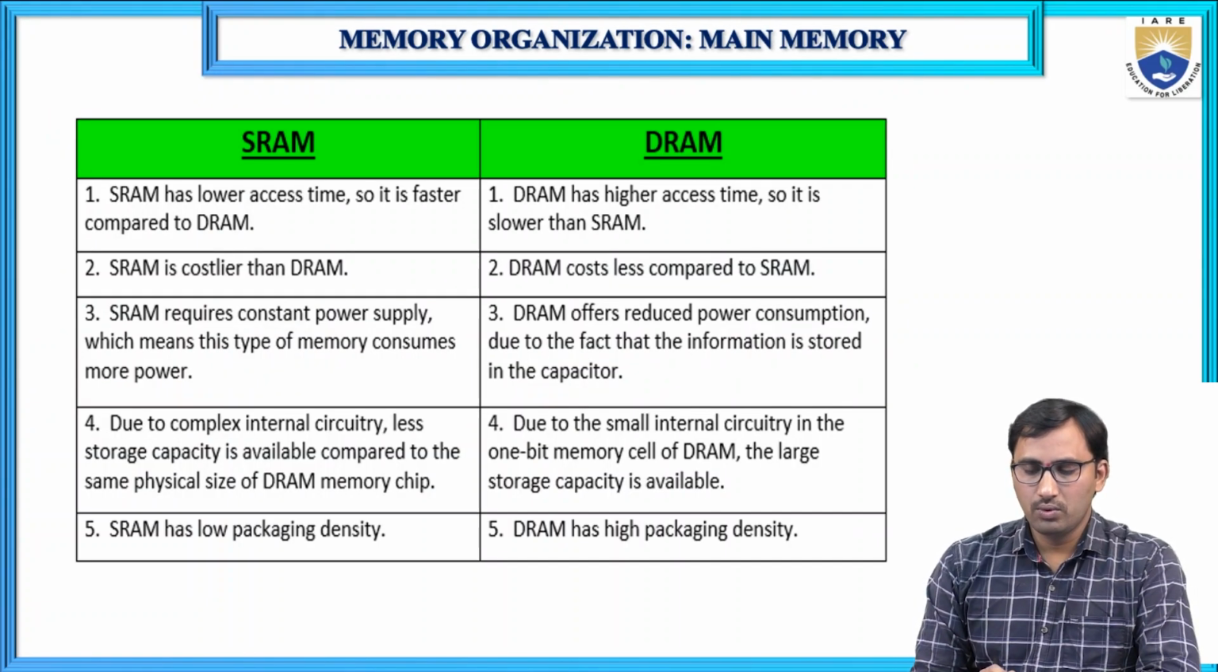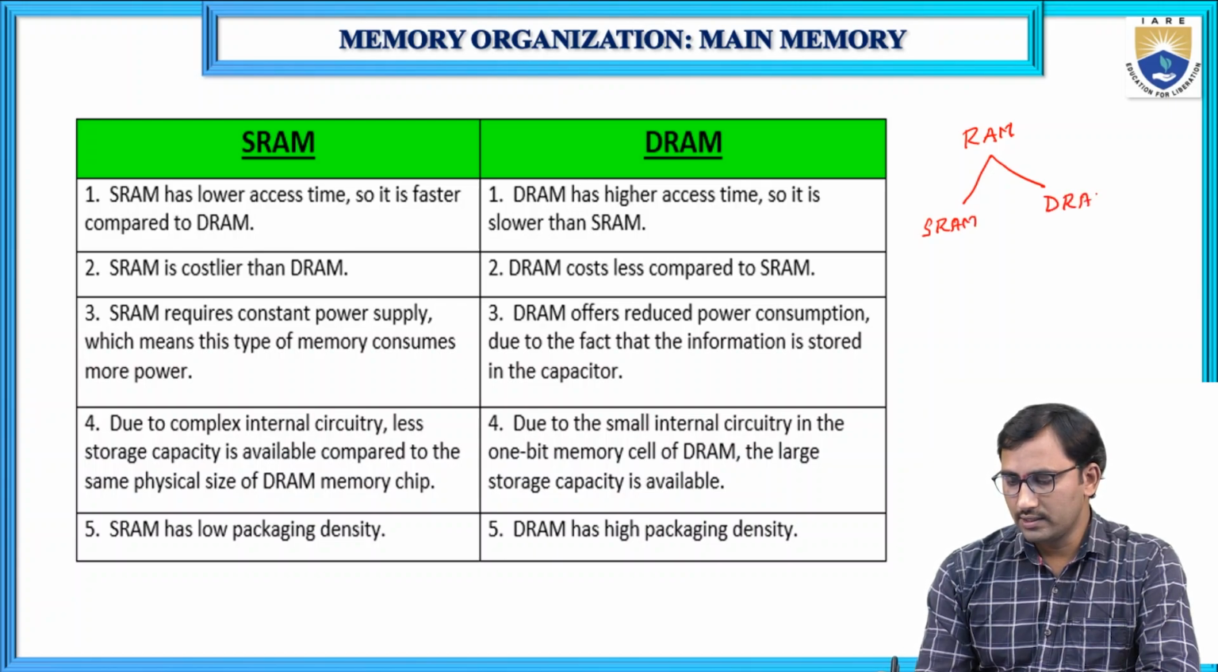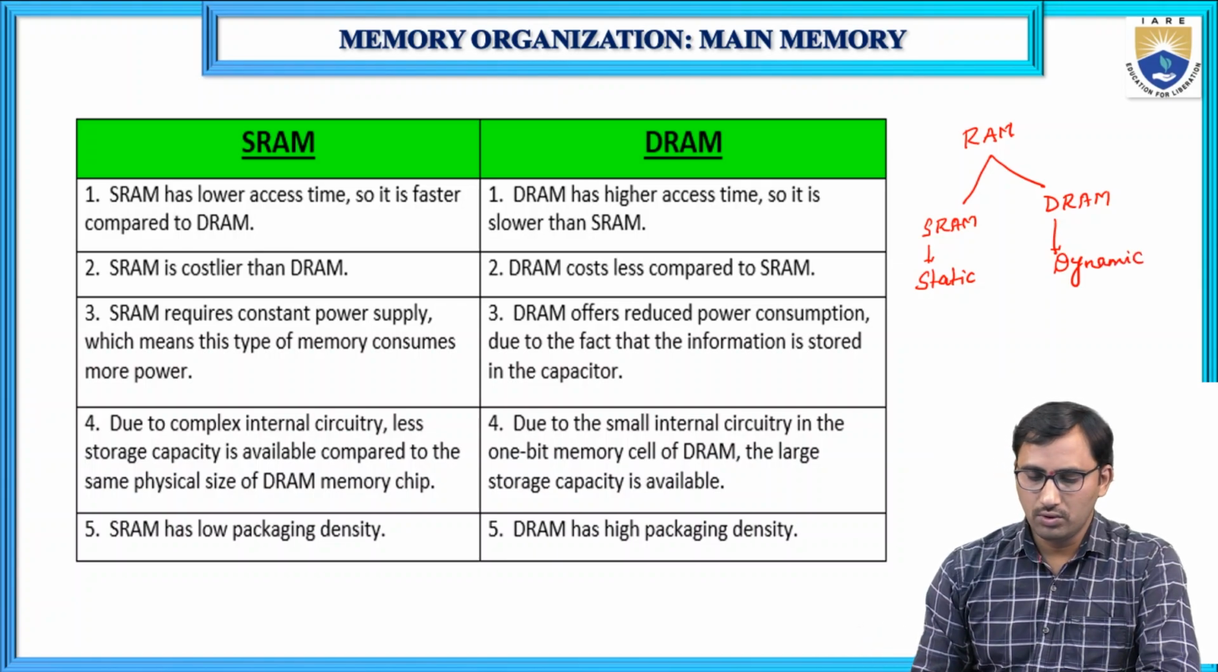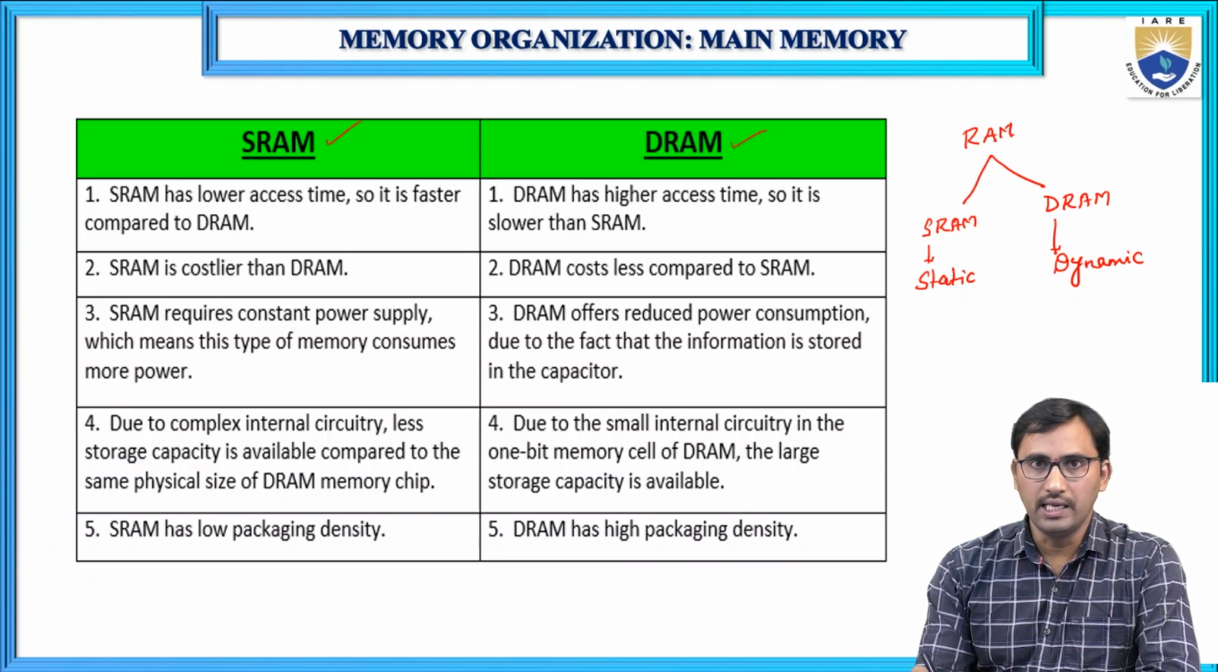And we have the main memory. The main memory is the RAM. RAM is considered as the main memory. These RAMs are classified into two types. One is SRAM, another one is DRAM. SRAM means static random access memory, and DRAM means dynamic random access memory. So we will see the comparison between the SRAM and DRAM.